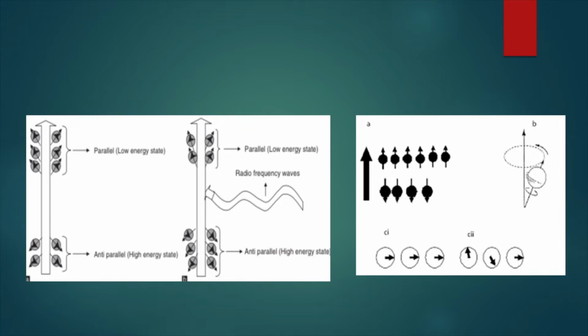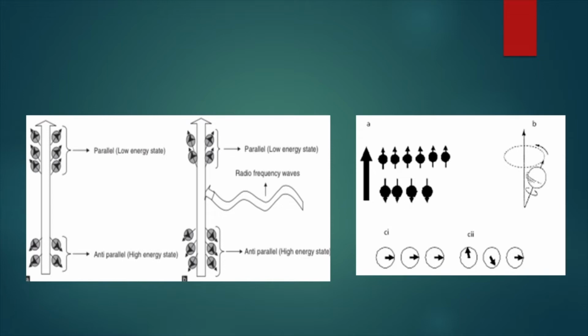So in this image, when there is no RF applied, we could see that with only the external magnetic field present, over half of the atomic nuclei get aligned along the external magnetic field, whereas less than half of the atomic nuclei are aligned against the external magnetic field.